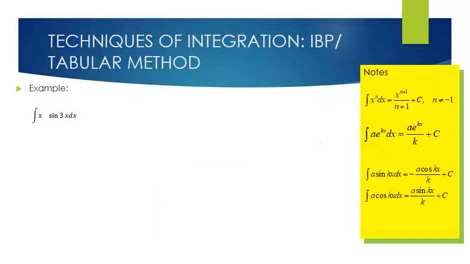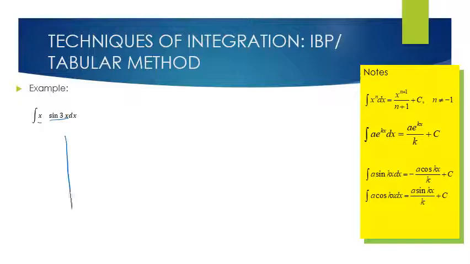Okay, so let's move to the techniques of the tabular method. In this example, how do we know that it is the tabular method? For me, I will look first at the types of the groups here. So we have x and sine 3x. It is not likely to be the substitution method, because substitution always involves two functions where one is the derivative of the other function. In this case, we have different types of groups, so it might be the tabular method. Okay, so let's try this example.